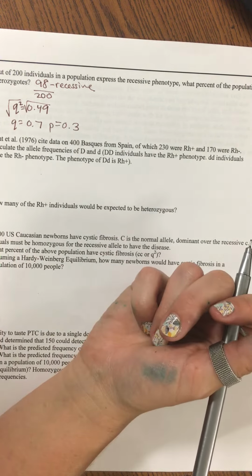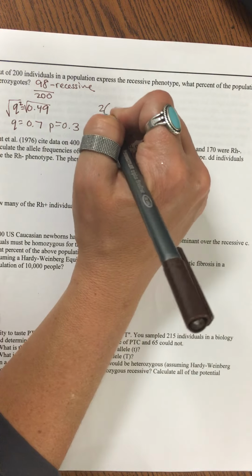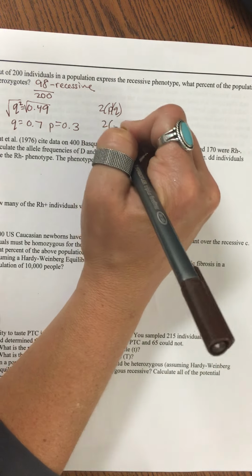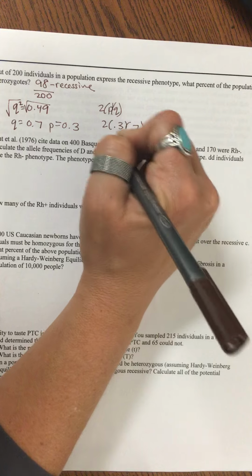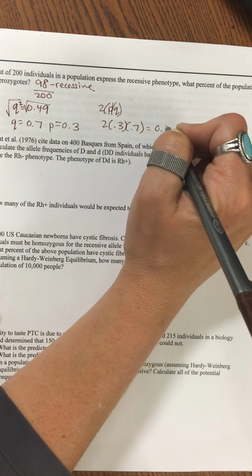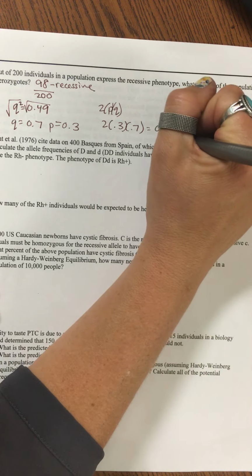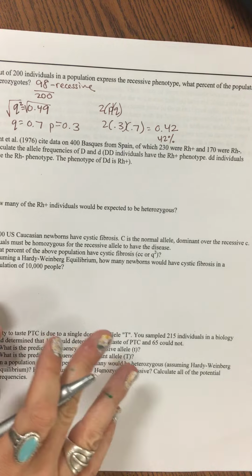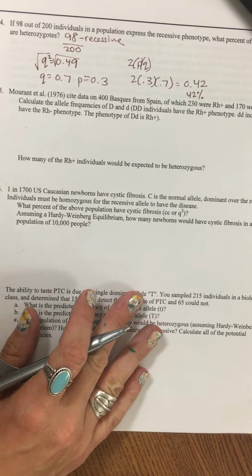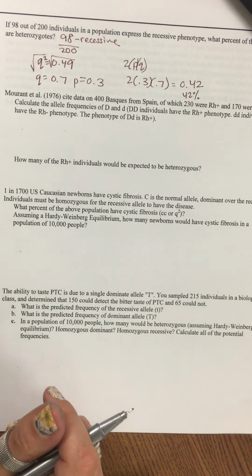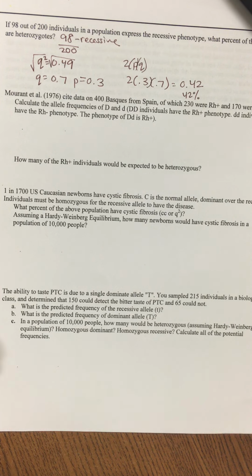So my question asks me, what percent of the population are heterozygotes? 2pq is my heterozygote, so it's 2 times 0.3 times 0.7, which should be 0.42. So 42% of my population are heterozygotes. Looking at number 5, there's data on the Basques from Spain, which show that 230 of them were Rh positive and 170 were Rh negative. Calculate the allele frequencies of the dominant and recessive alleles.